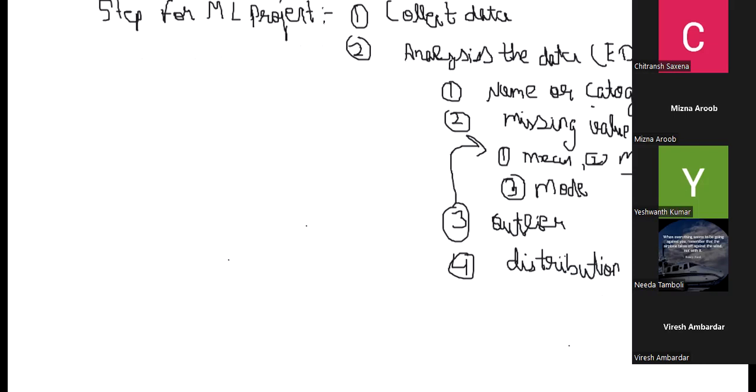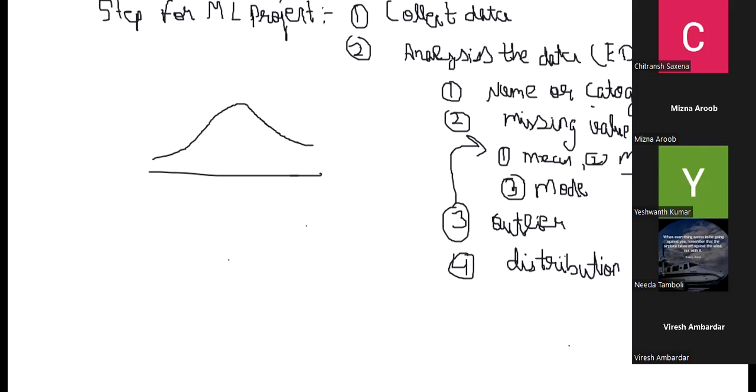Then check the distribution of data. Is my data normally distributed or like this? Like this, this data is not normally distributed. So you can check whether your data is normally distributed or not. If your data is normally distributed, then you can go ahead. Otherwise, change your data into a normal distribution.